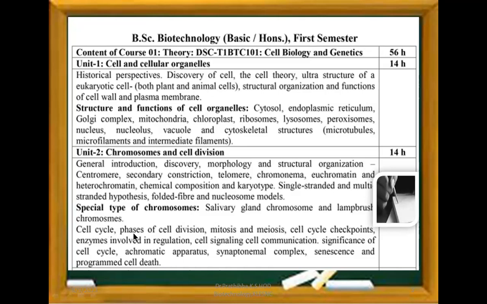Here, cell cycle, phases of cell division, mitosis, meiosis, cell cycle checkpoints, enzymes involved in regulation, cell signaling, cell communication, significance of cell cycle, achromatic apparatus, synaptonemal complex, senescence, and programmed cell death. In short, we can say programmed cell death as PCD. So this is all about Unit 1 and Unit 2.